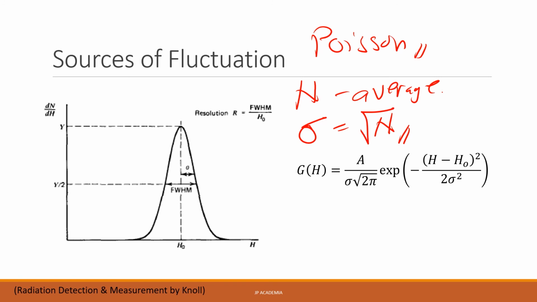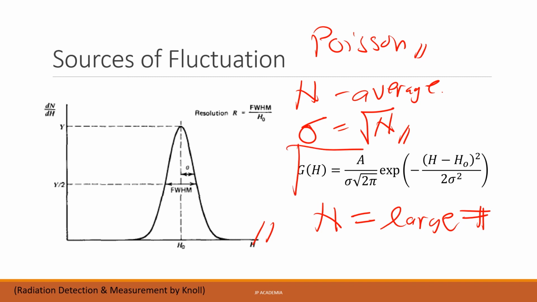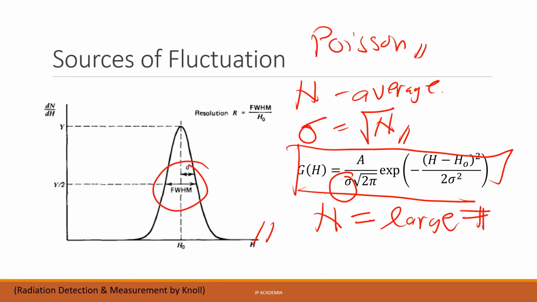If this were the only source of fluctuation in the signal, the response function can be shown as a Gaussian shape, as shown in this figure, because N is typically a large number. So in this case, the Gaussian function can be conveniently written as shown in this expression. So the width parameter is given by your sigma here. That determines the full width half maximum of the Gaussian, with a certain relationship with your FWHM.